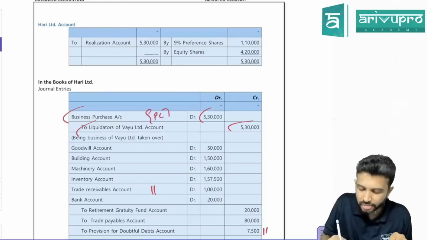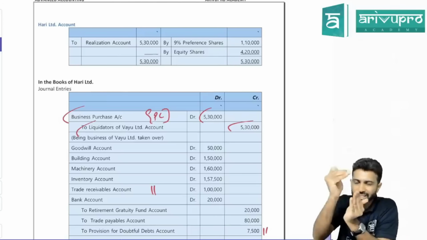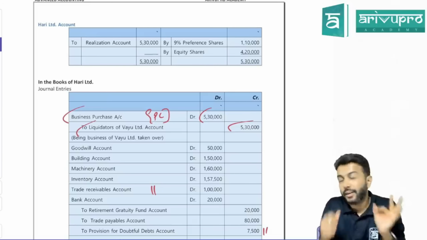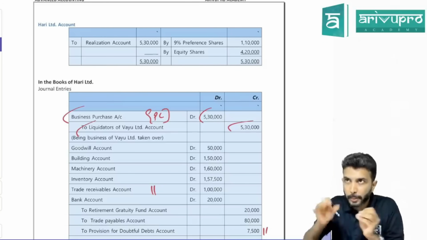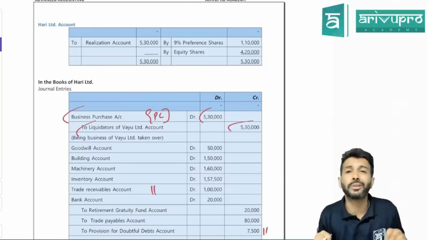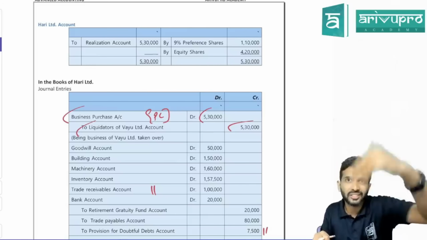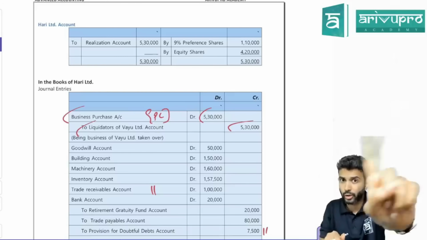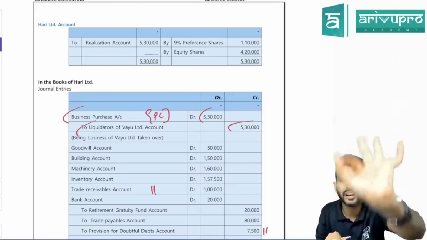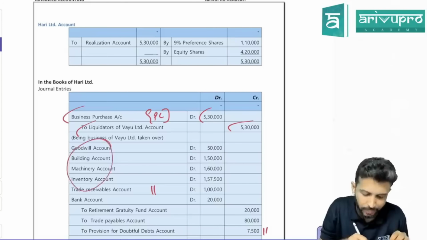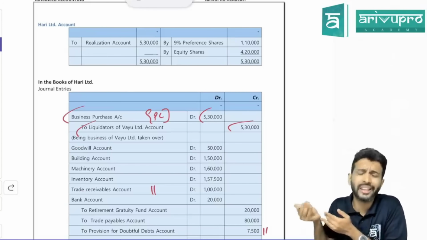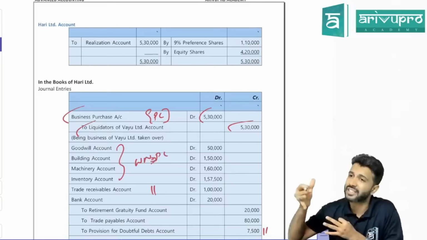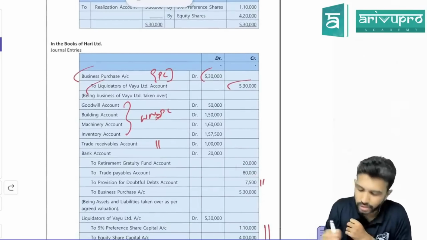How much did they purchase this business for? 5,30,000. To the extent of PC, pass this particular journal entry. First journal entry. Second, when the purchasing company buys the selling company's business, what all will they get? Assets of the selling company they will get. Liabilities of the selling company they will get. It is the purchase method, so don't write reserves and surplus. Only assets and liabilities. All the assets will be debited. At what value? Agreed value, which is already there in your PC working note. So pick it from the PC working note. Debit all the assets. Credit all the liabilities, which is also there.